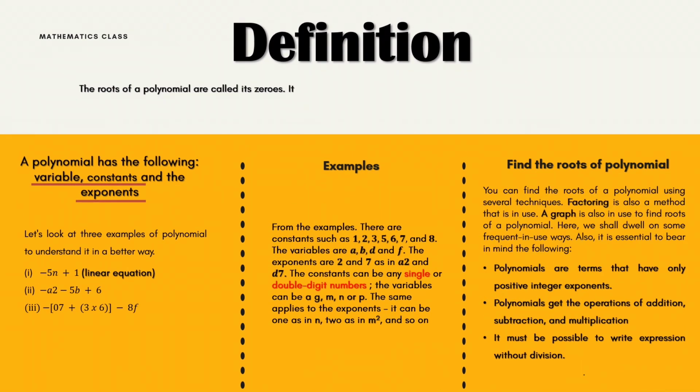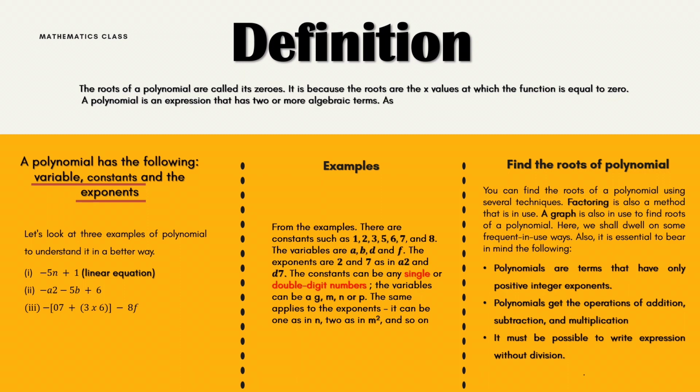Now, let's look at the definition. The roots of a polynomial are called its zeros. It is because the roots are the x values at which the function is equal to 0. A polynomial is an expression that has two or more algebraic terms. As the name itself may suggest, poly means many and nomial means terms. Hence, a polynomial is an expression that has many terms.